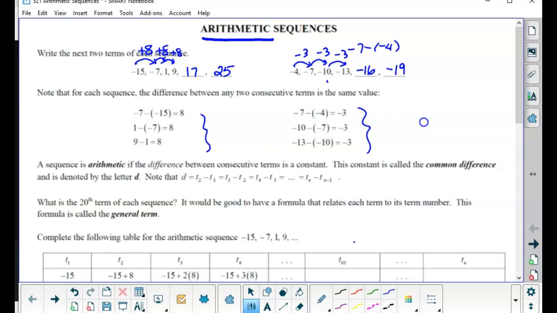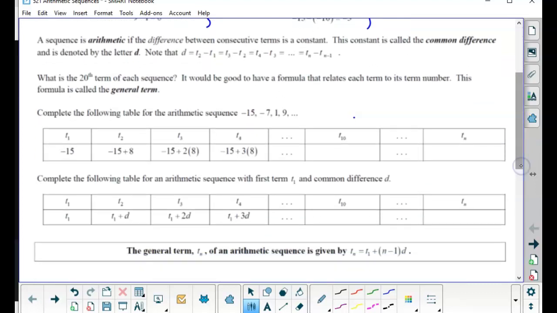What is the 20th term of each sequence? It would be good to have a formula that relates each term to its term number. Okay, that's called the general term, rather than doing a recursive. Right? So we want to come up with a formula, and we started doing that yesterday. So complete the following table for this arithmetic sequence.